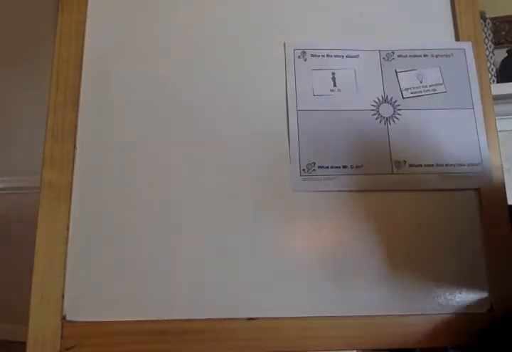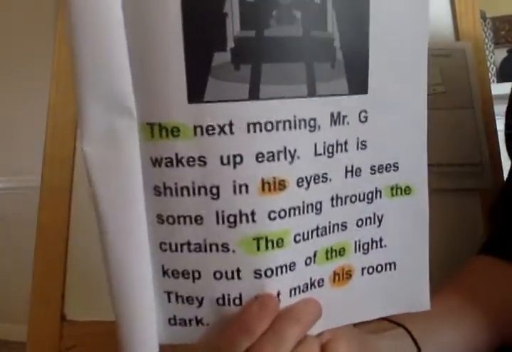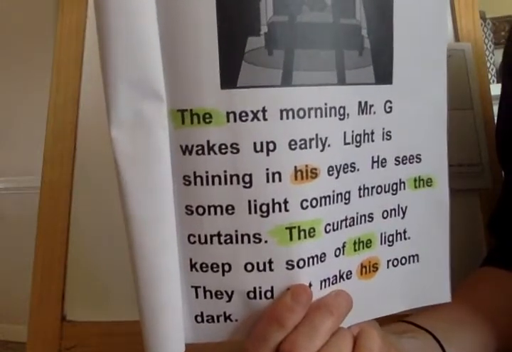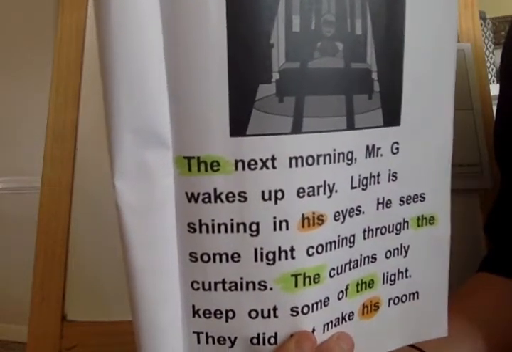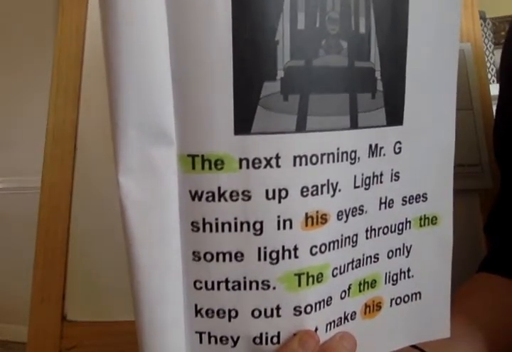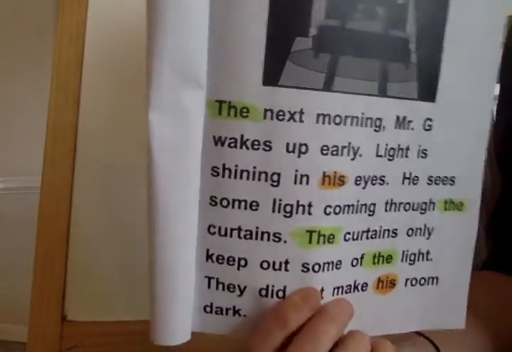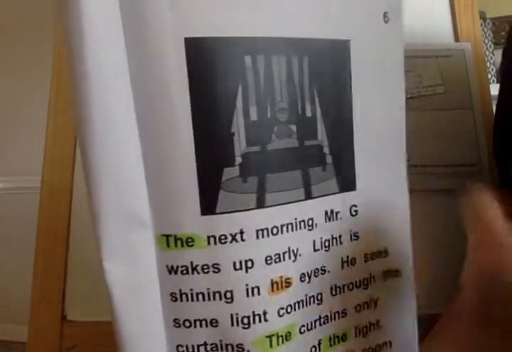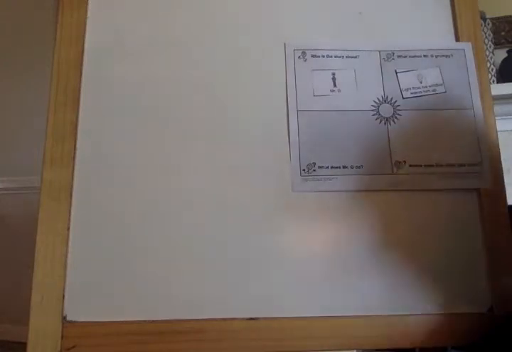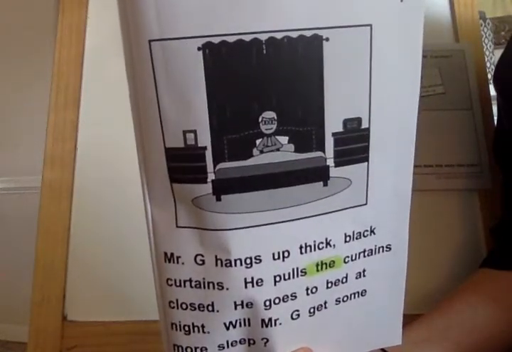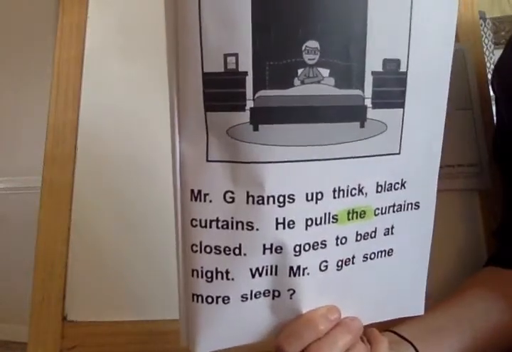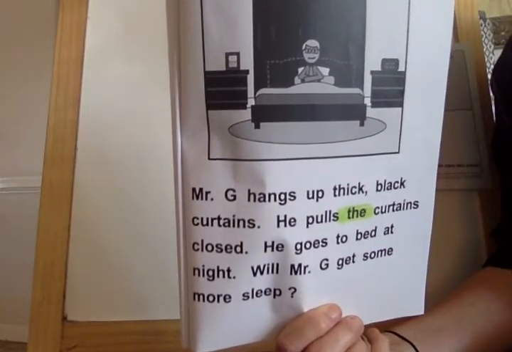Find page 6. The next morning, Mr. G wakes up early. Light is shining in his eyes. He sees some light coming through the curtains. The curtains only keep out some of the light. They did not make his room dark. So you see here, the light is still coming through. Oh my goodness, find page 7. What color are his curtains on page 7? Black. Good job. Mr. G hangs up thick black curtains.